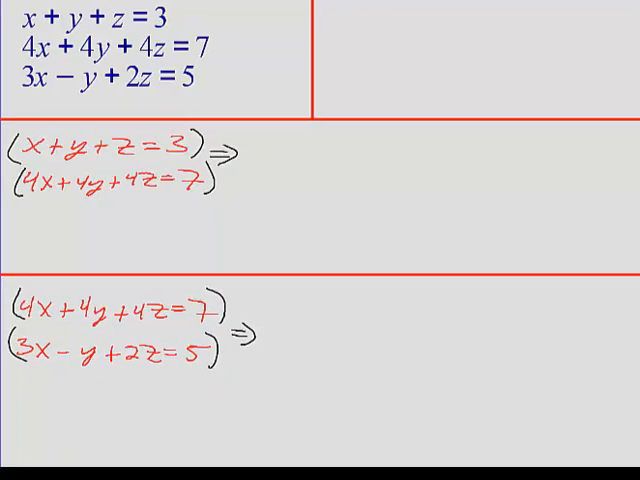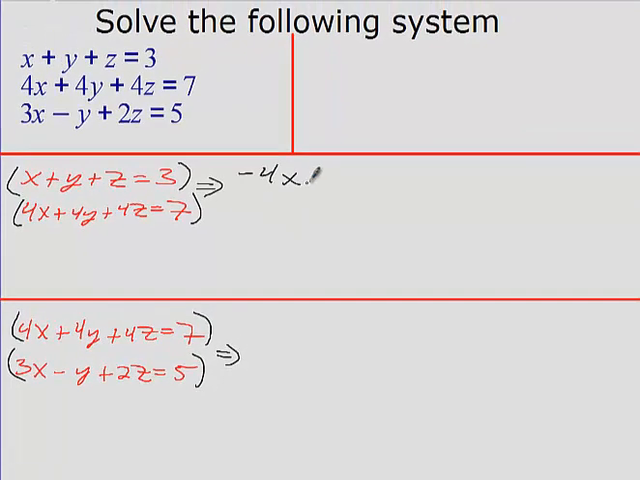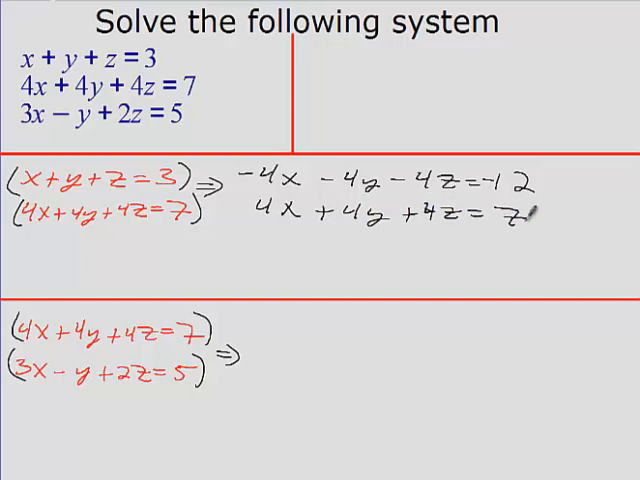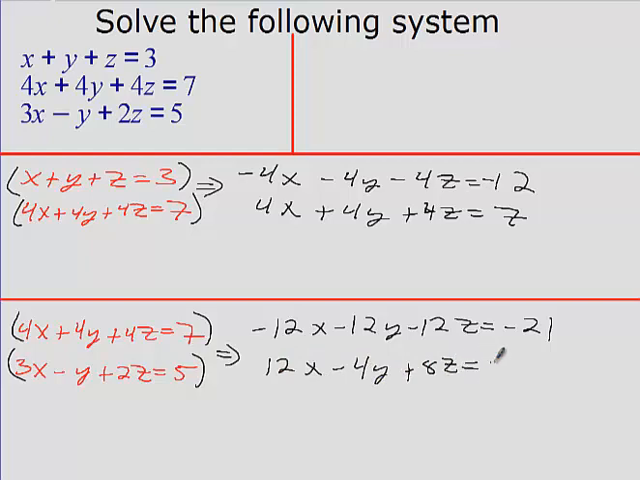Everybody all right with that? All right, I'm going to get rid of x in the second set, too, so I'm going to go negative 3, positive 4. Everybody good? All right. Distribute like mad. Negative 4x minus 4y minus 4z equals negative 12. 4x plus 4y plus 4z equals 7. On top, on bottom, we're going to get negative 12x minus 12y minus 12z equals negative 21. 12x minus 4y plus 8z equals 20.